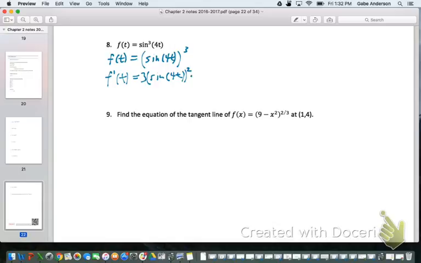Times cosine of 4t times 4. Okay. Did you mess any details up there? Did you get it all right?